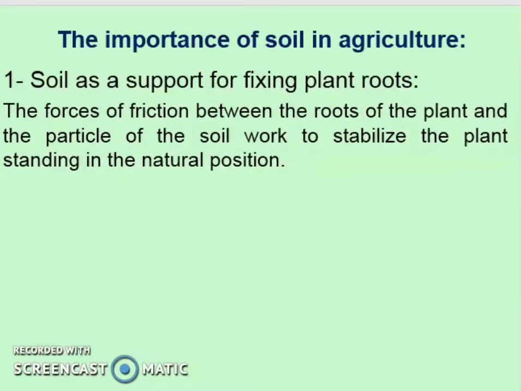The importance of the soil in agriculture. We have five points that should be taken into consideration. The first is that soil supports and fixes the plant. The forces of friction between the root of the plant and the particles of the soil work to stabilize the plant, standing in the neutral position.